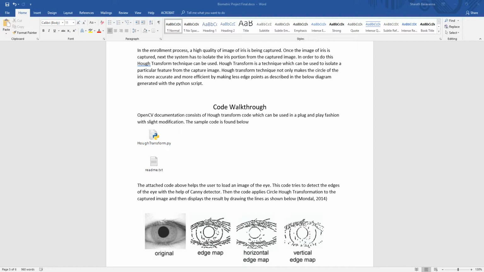Once we implement this Hough transform.py, what we are able to achieve is this: this is the image of an eye. It creates an edge map, and these are the phases of how it uses the Hough transformation technique to get those proper lines. This is the pupil and this is the iris. So it properly gets the area of the iris and the area of the pupil.